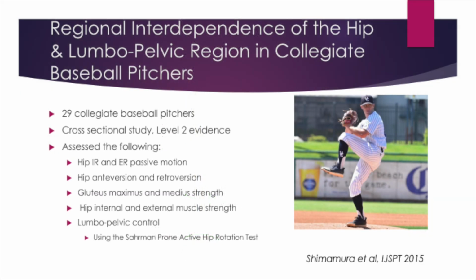Now, here's an interesting study and a great example of regional interdependence with hip and lumbopelvic region range of motion measurements among college baseball pitchers. This study involving 29 pitchers assessed the following on each pitcher: hip internal and external passive range of motion, hip anteversion and retroversion, gluteus maximus and medius strength, hip internal and external muscle strength, and lumbopelvic control using the Sahrmann prone active hip rotation test.